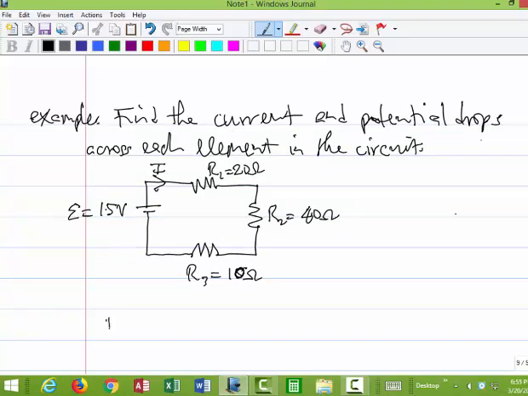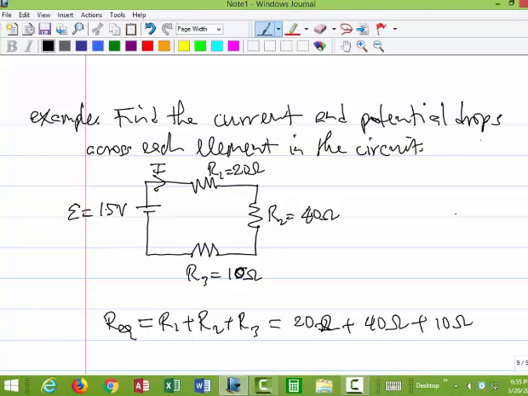So we know that R equivalent for a circuit containing series resistors is just equal to R1 plus R2 plus R3. So R equivalent is 20 ohms plus 40 ohms plus 10 ohms. So that will be equal to 70 ohms. Okay, so that's the equivalent resistance.